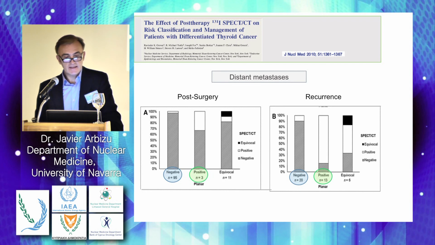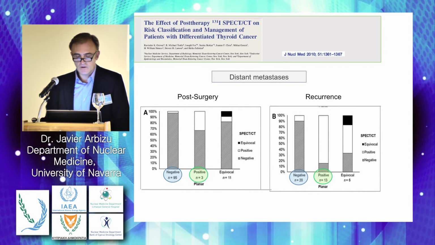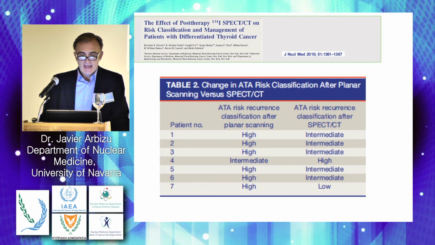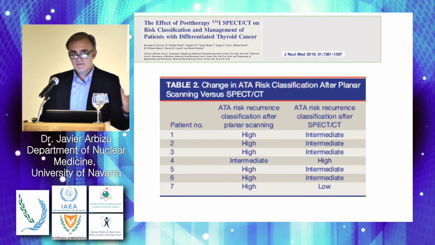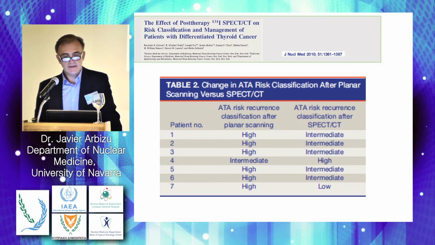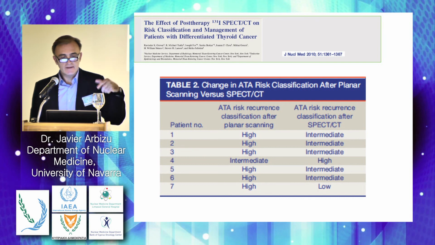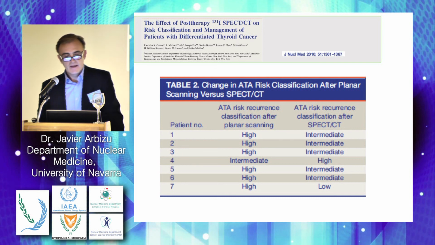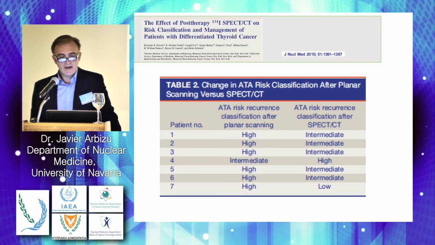For distant metastasis, similar findings, which is also important. Some of the positives are negative, and look at the post-surgery differentiation between distant or no distant metastasis. These findings have been summarized in this paper also according to the risk of recurrence defined by the IAEA. So some patients with high risk are intermediate using the SPECT, but also intermediate will pass to high.